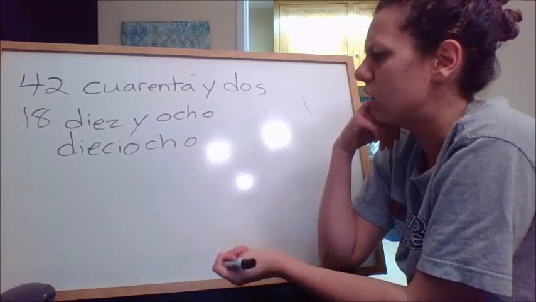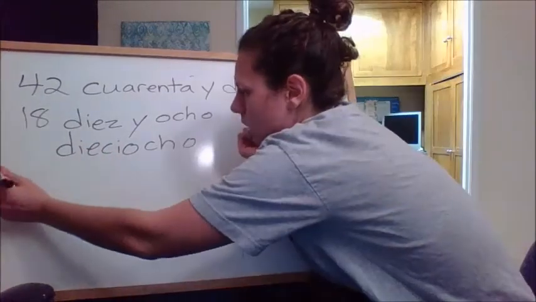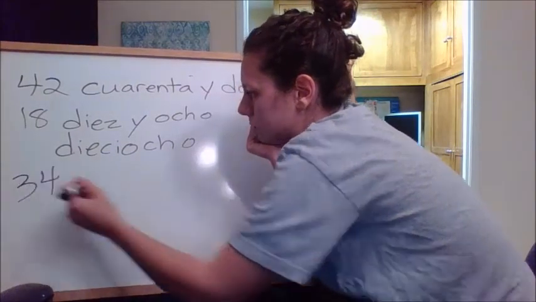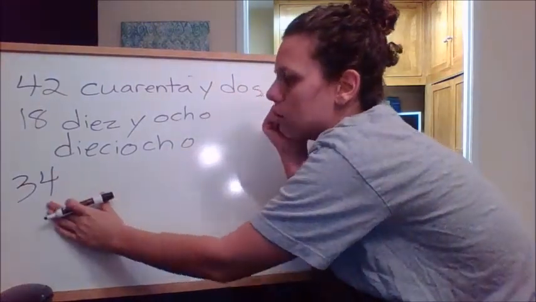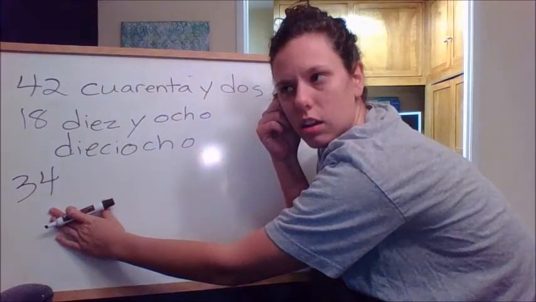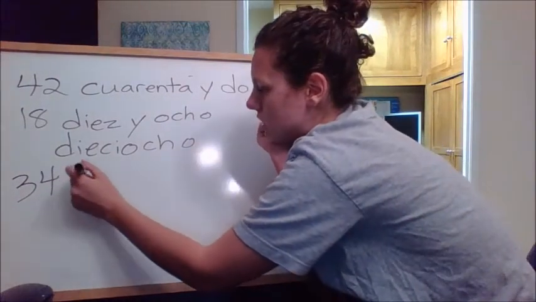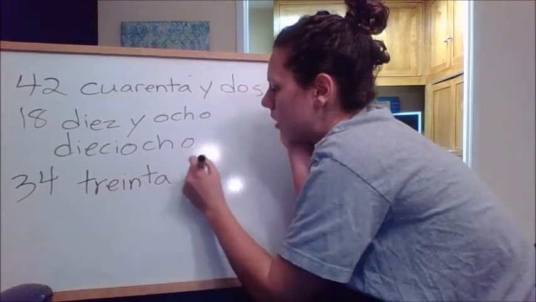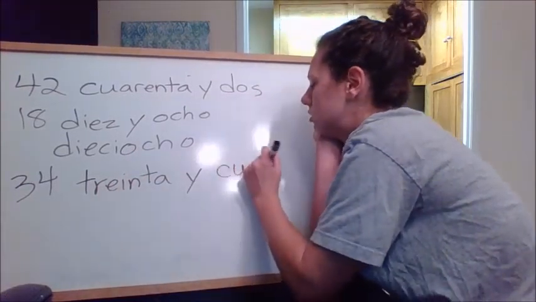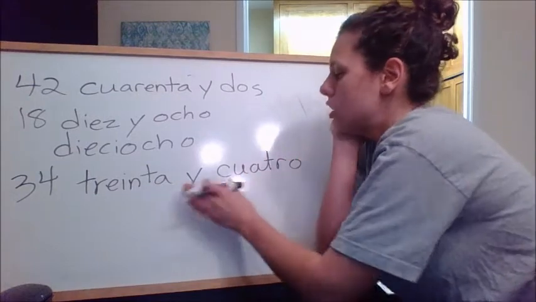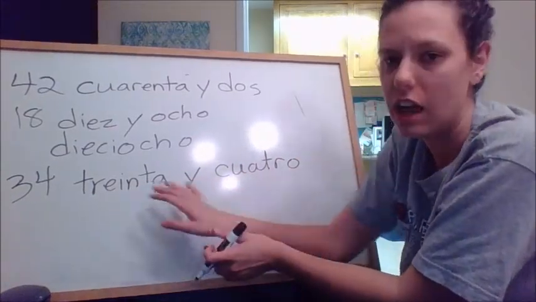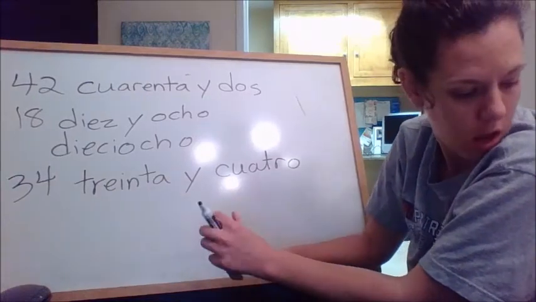So I think on your homework, if I had something like 34, it would be 3 words, because you have to say treinta y cuatro. Okay, you can't combine these, they are individual. It's 30 and 4. Okay.